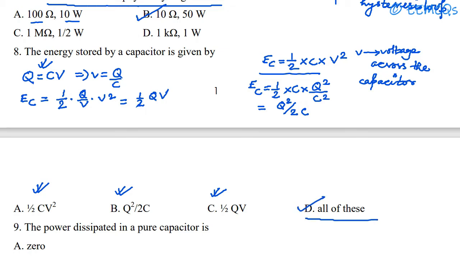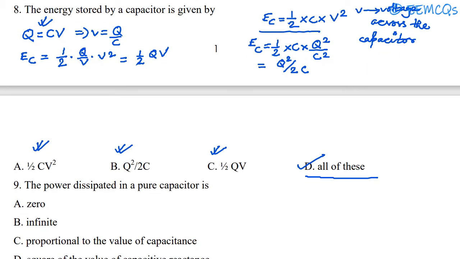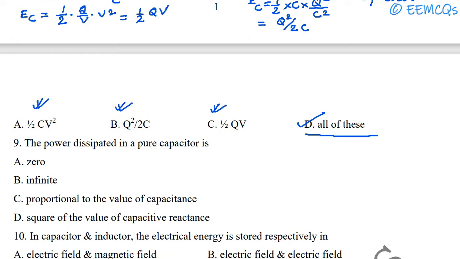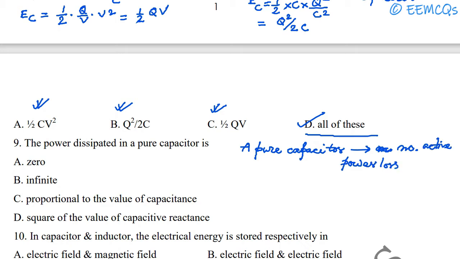Okay, next question: the power dissipated in a pure capacitor is. Now what you know is that a pure capacitor means no active power loss, because all the power associated with a pure capacitor is reactive power. So here the actual power loss, or the true power loss, will be 0. Without taking a look at any other options, option A here is the correct answer.